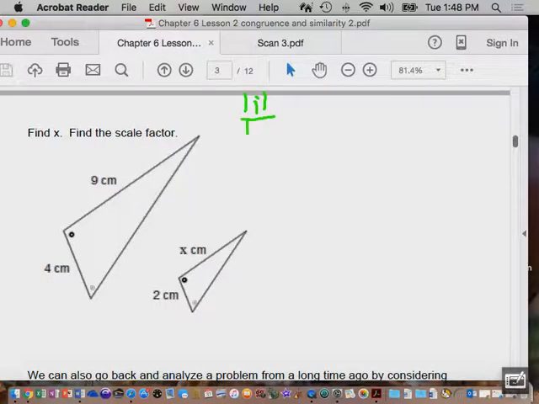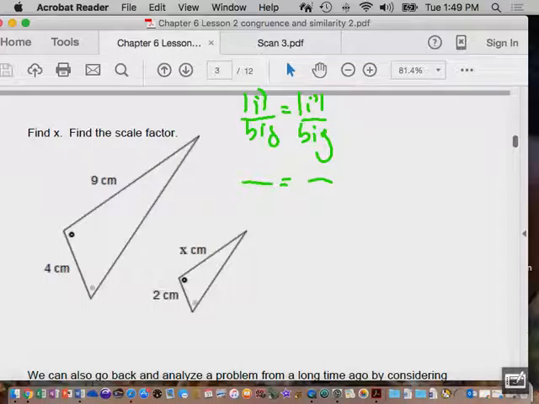Little is to big, as little is to big. Now, Matt, to address your question before, is this X going to go in the place of a little or in the place of a big? Little. That's right. When I set this up, again, the order doesn't matter.